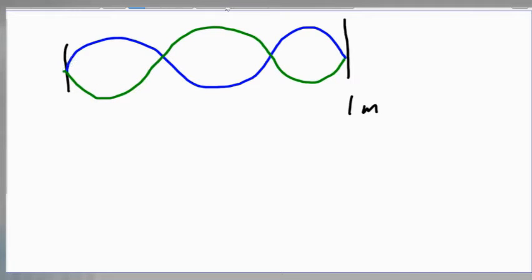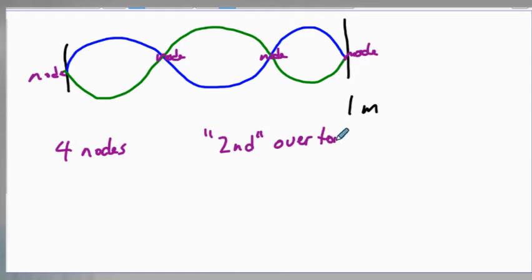Okay. Once again, we have a node here, a node here, a node here, and a node here. 4 nodes. This is our second overtone. We could also say that this is n equals 3 because we have 3 standing waves.